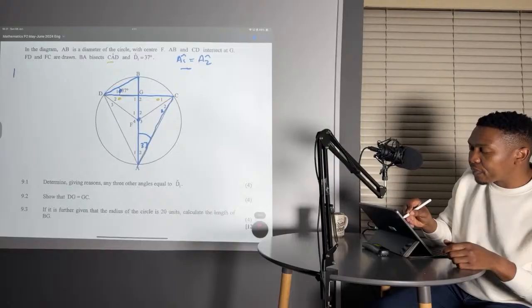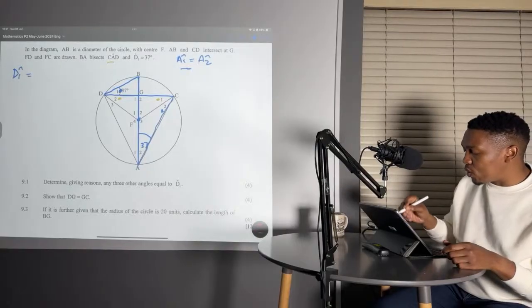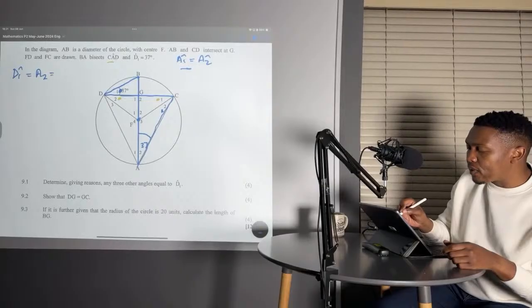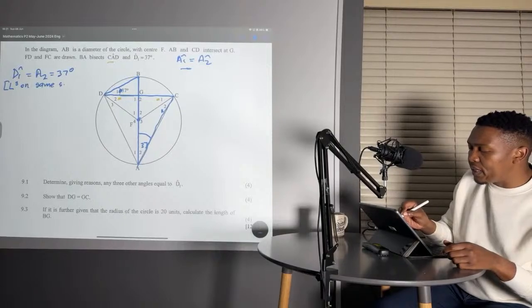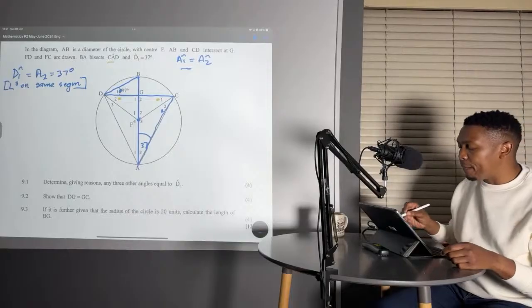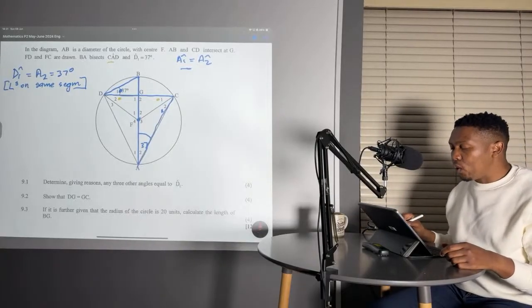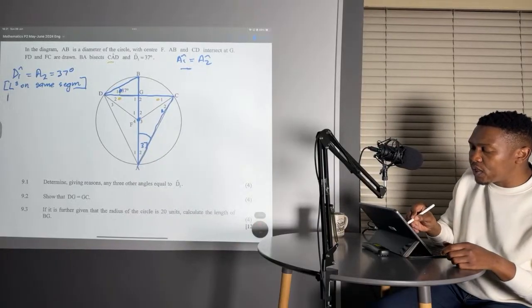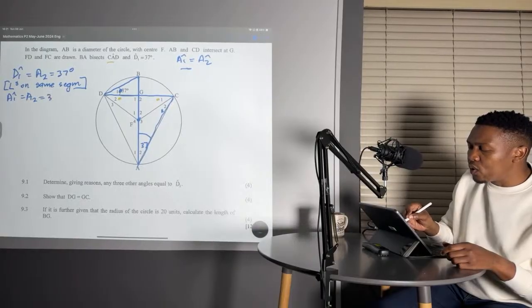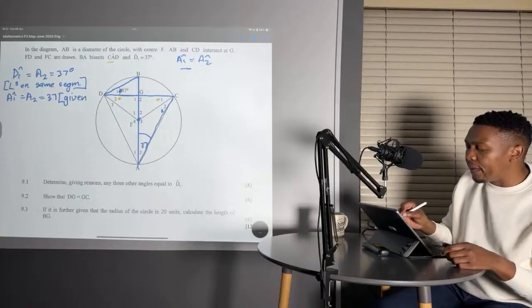D1 is equal to A2, equal to 37 degrees. These are angles on the same segment. And then also we know that A1 is equal to A2, isn't it? So therefore it's equal to D1. A1 is equal to A2. That's also going to be equal to 37 degrees. And that was given.